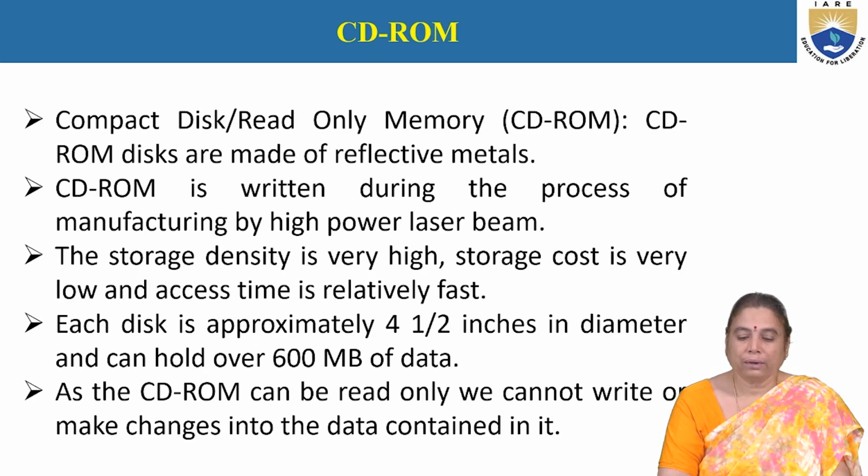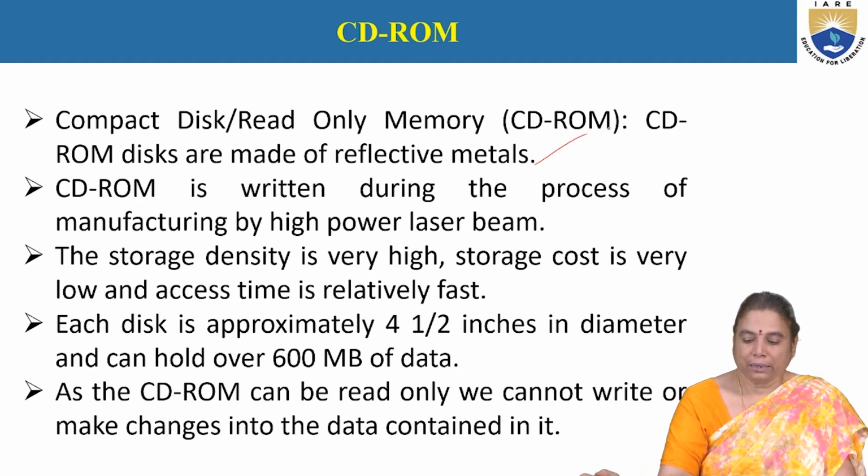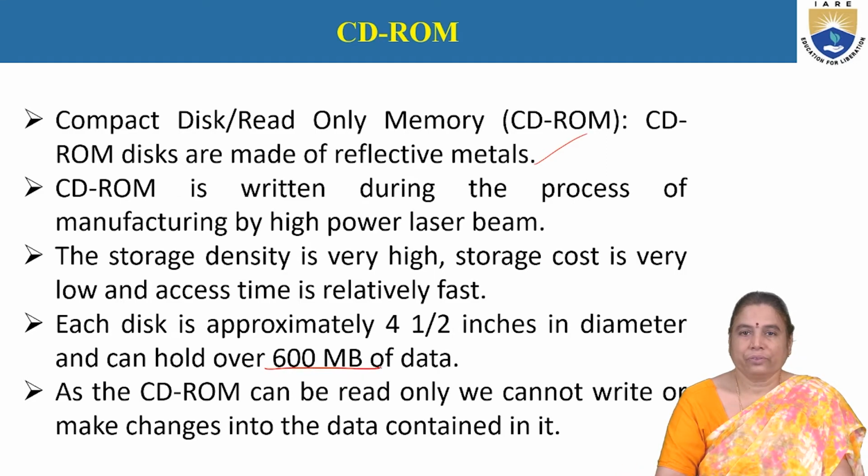Next, CD-ROM. CD-ROM is compact disk read-only memory, and it is made of reflective materials. Here the storage capacity is generally 600 MB of data, and the size is 4.5 inches.